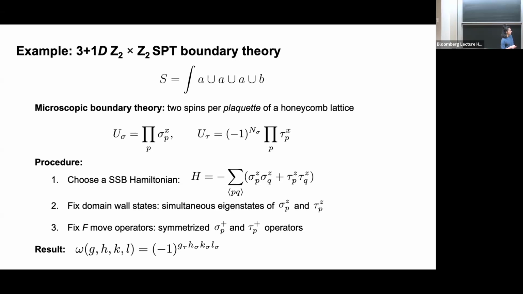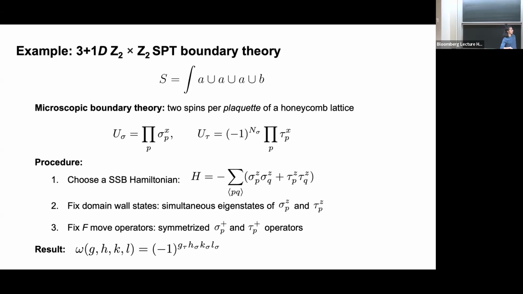And the Z2 times Z2 symmetry generators have this form. On the one hand, we just have a simple spin flip of all the sigma degrees of freedom. Sigma corresponds to A, yes. And secondly, we have this second symmetry generator, which has this form. First of all, it's a spin flip of all the tau spins, but it's now augmented with this phase factor, -1 to the N sigma.